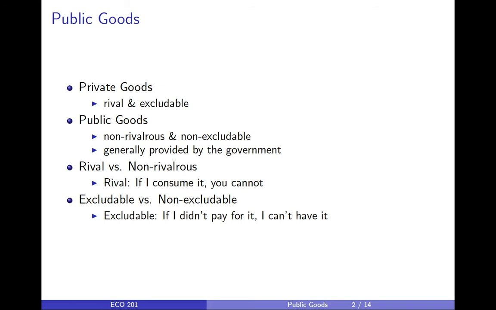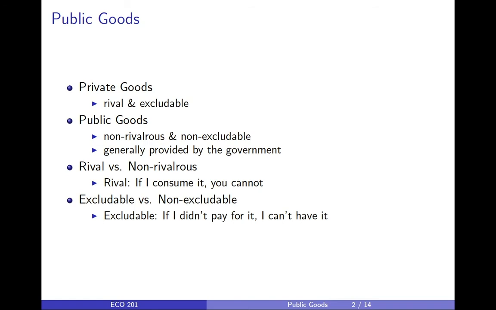A good is excludable if you can keep people from consuming it. Typically, this is done through payment. If you didn't buy it, you can't have it. So private goods are both rival and excludable. Most goods we deal with on a daily basis are private goods. Try thinking about the goods all around you and ask yourself if those items are rival and excludable.